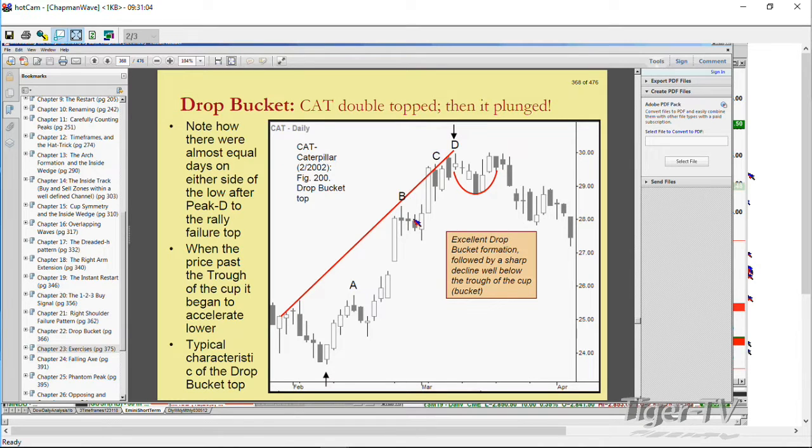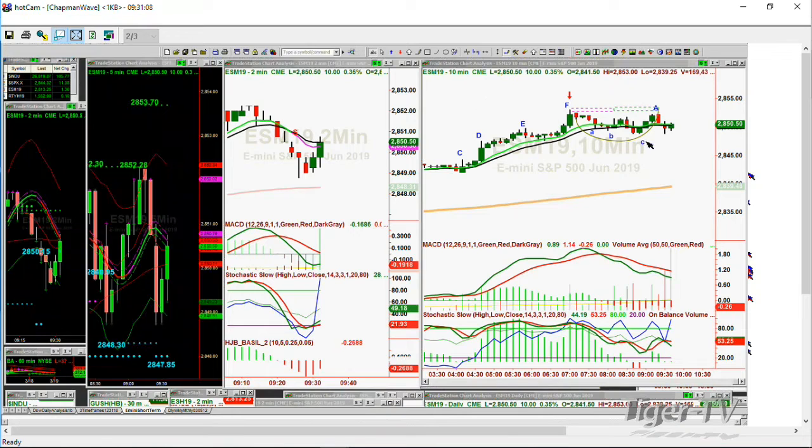So let's just see. We've got a 10-minute chart right here of the E-mini, and it did that. Look, here's the cup formation, and it rallied. It couldn't make a new high, and it pulled back. And what did it do? It tested the low. So this is going to be at 28.50. Let's watch this closely, because the MACD is weak and the stochastic is not very strong.